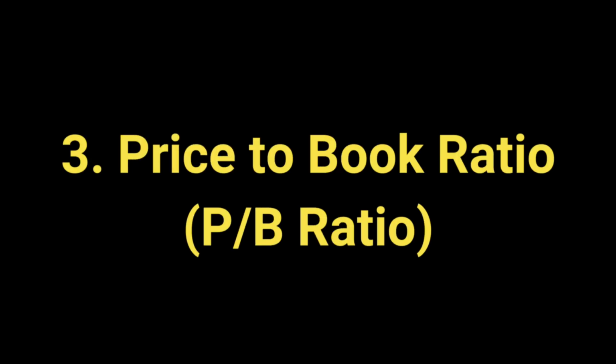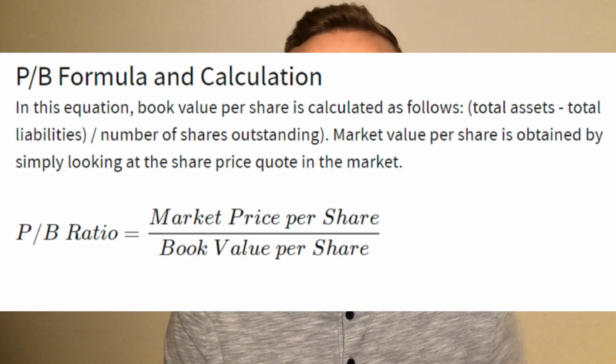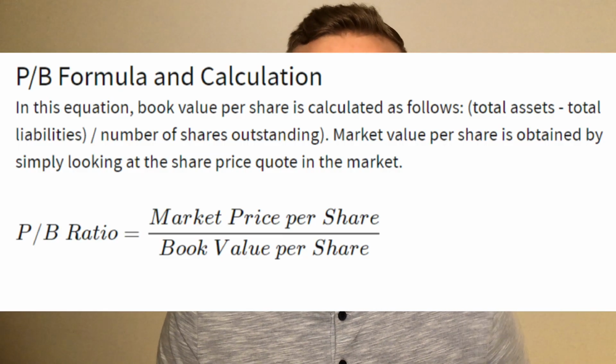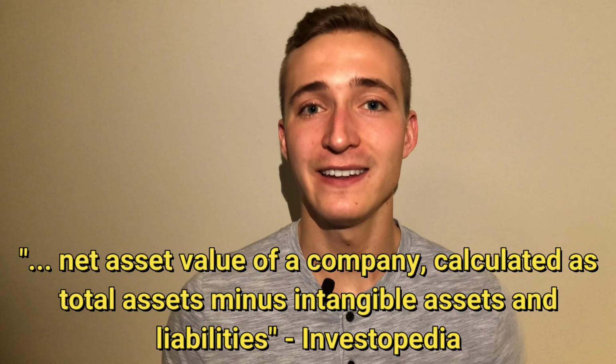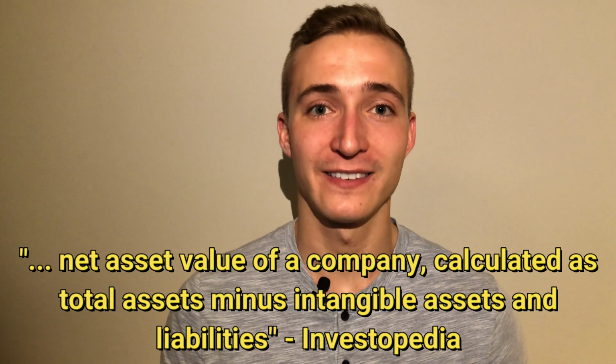Alright guys, so the next financial indicator that I use to analyze stocks is the price to book ratio, or the P2B ratio. And this is probably just as, if not more important than the price to earnings ratio. Now, the PB ratio can be calculated by dividing the stock price into the book value per share, but what exactly is the book value per share of a company? The book value per Investopedia is the net asset value of a company calculated as total assets minus intangible assets and liabilities. For example, if you think about a real estate property, the book value would be the amount that you actually own in the property, so the tangible assets minus the liabilities that you owe on the mortgage.